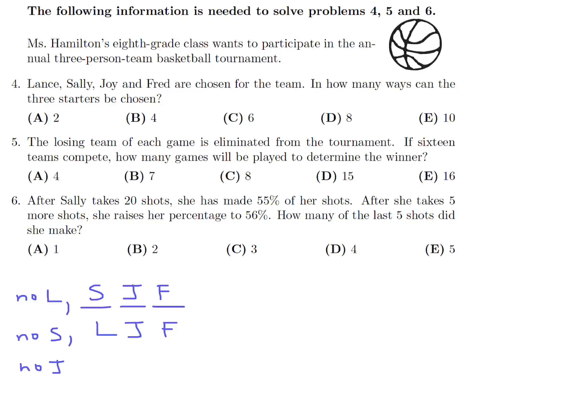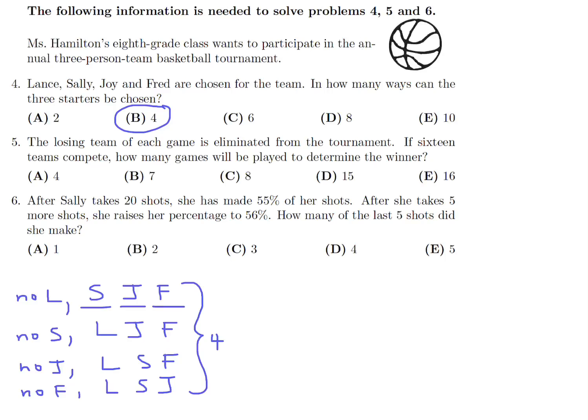No Joe, no Happiness. So Lance, Sally, and Fred are the starters. And finally, no Fred. It will be Lance, Sally, and Joe. So how many scenarios? I got 4 of them. And therefore, number 4, the answer is B.